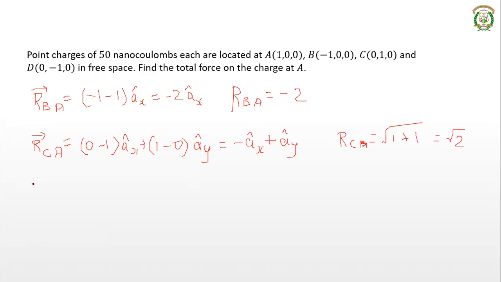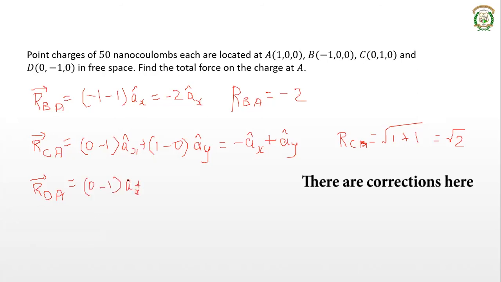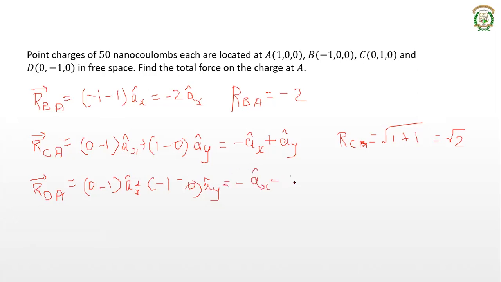Similarly, RDA. What is RDA? RDA will be 0 minus 1 AX plus minus 1 minus 0 AY, right? So 0 minus 1 is minus 1, minus AY. So this is RDA. So magnitude of RDA will be square root of minus 1 square. So that is 1 plus 1, that is root 2.